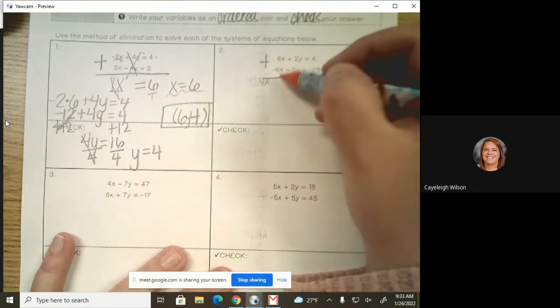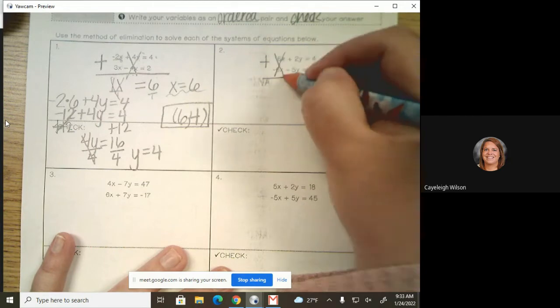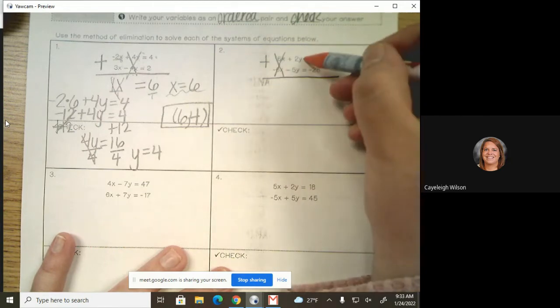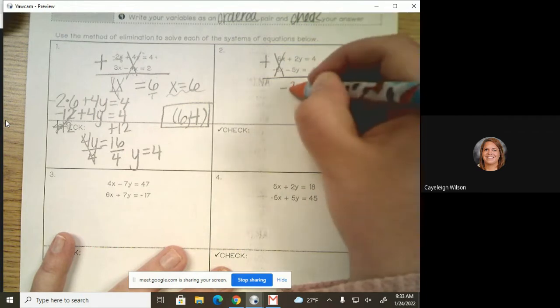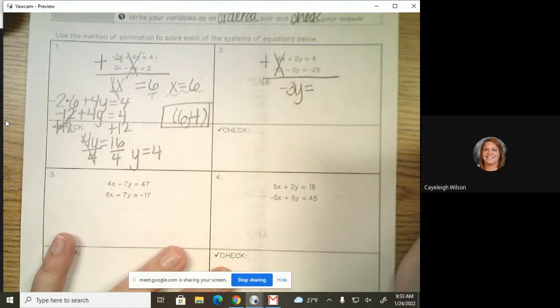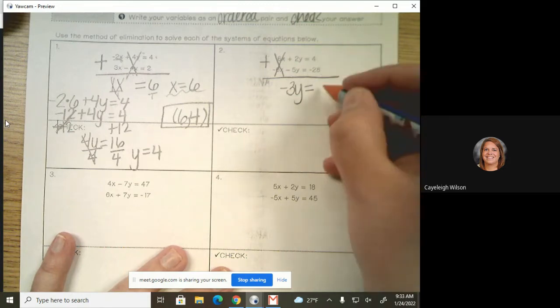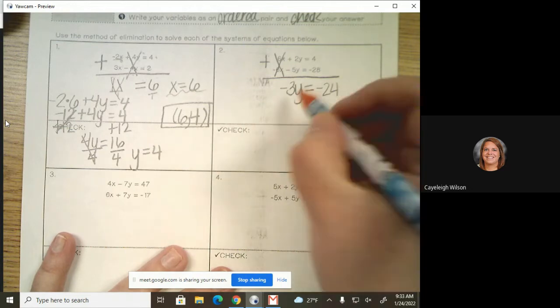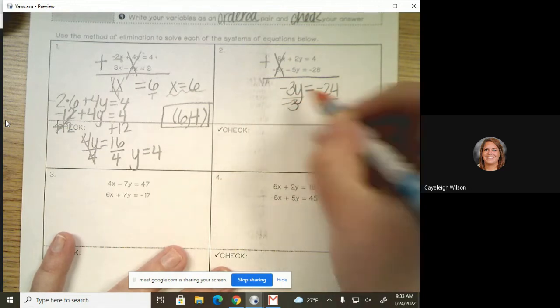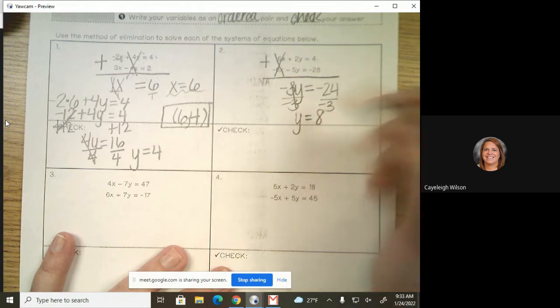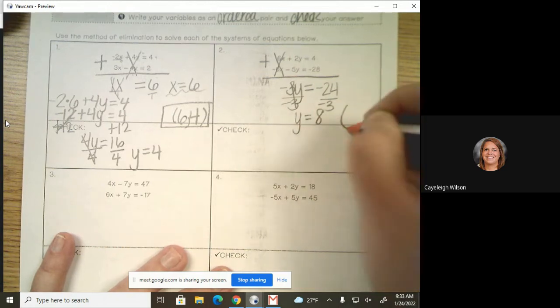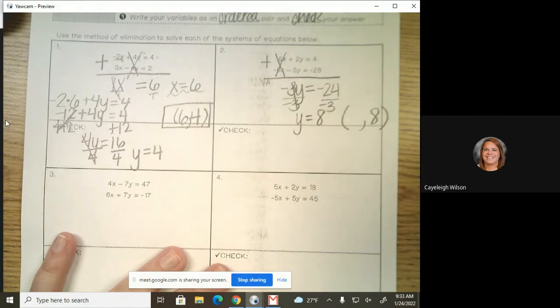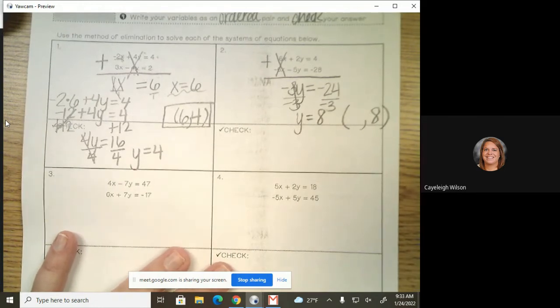So 6x plus negative 6x is 0. They eliminate. 2y plus negative 5y is negative 3y. And then 4 plus negative 28 is negative 24. And then I'll divide by negative 3 to get y by itself. So y equals 8. Are there any questions about that step? Like how I got that?